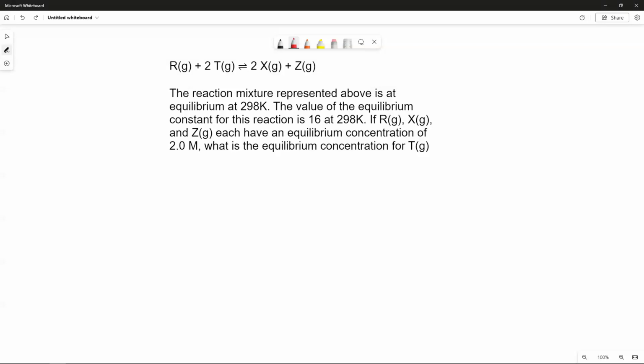All right, so we have this equation here, and the question reads, the reaction mixture represented above is at equilibrium at 298 Kelvin. This 298 Kelvin is just one of your ideal gas temperatures, and it's one of the standard temperatures you'll see eventually. It says the value of the equilibrium constant for this reaction is 16 at 298 Kelvin.